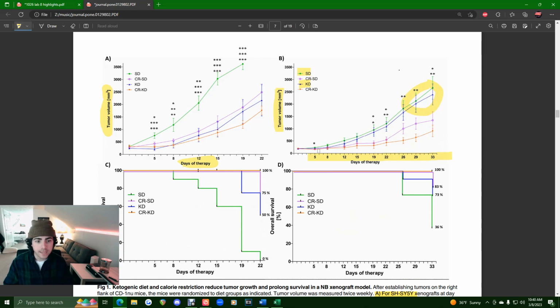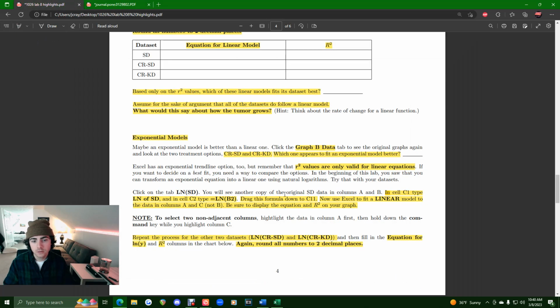Naturally, I'd probably go with orange because it has that curve up. It ramps up a little bit better than the purple does, because purple kind of ramps up, but then it flips the opposite way. So I'm going to go with CRKD, calorie restricted keto diet.